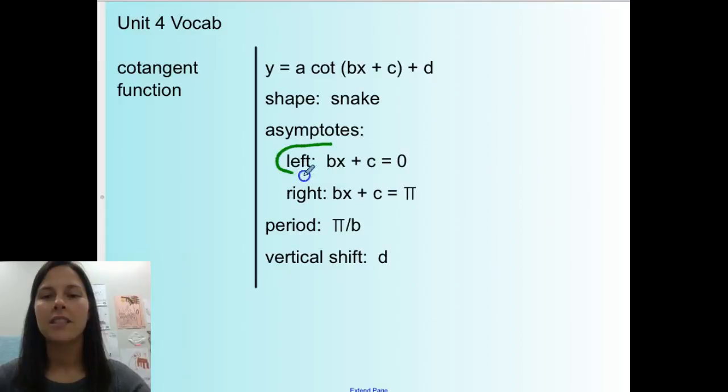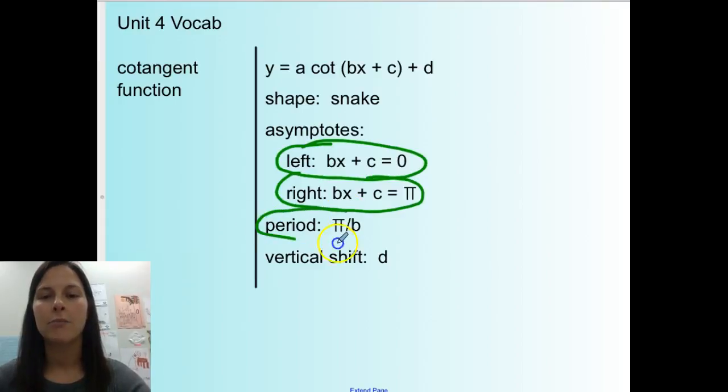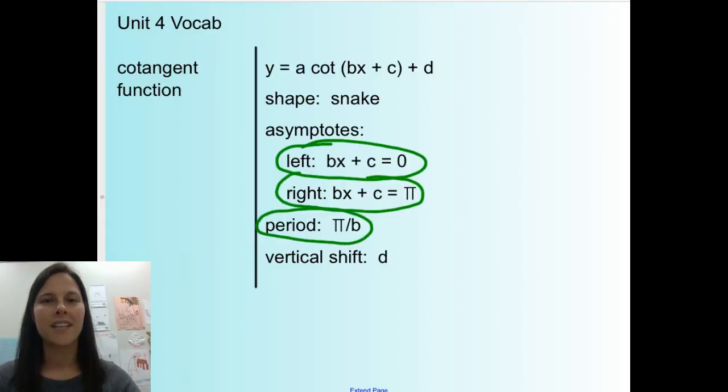Couple of differences. Asymptotes occur at 0 and pi because those are the asymptotes of the parent function, but the period is the same as tangent, pi over b. And in the next video, we'll take a look at transformations of these two functions.